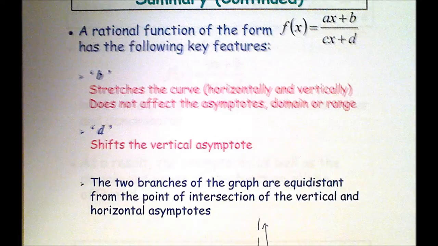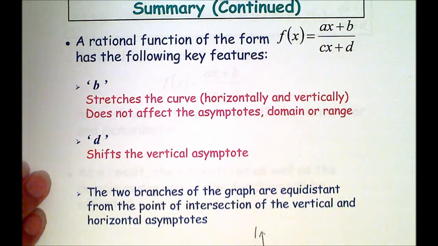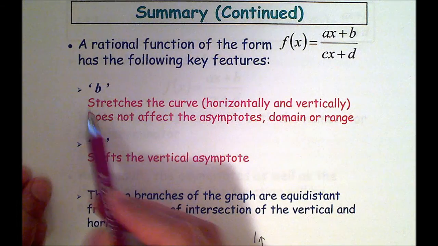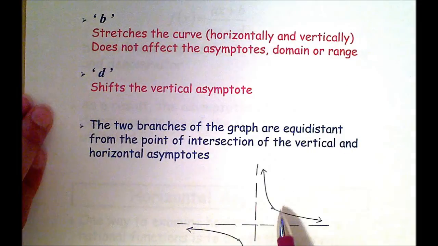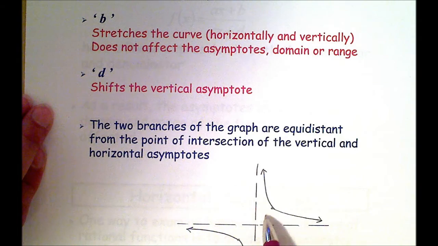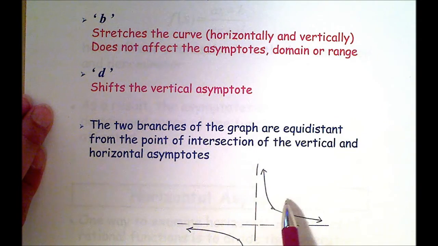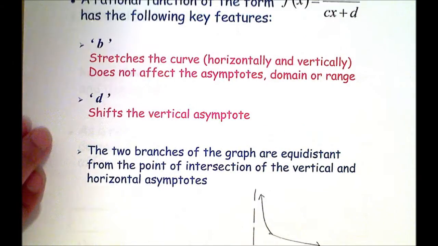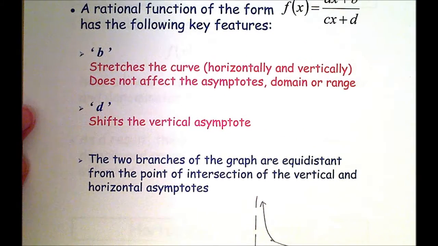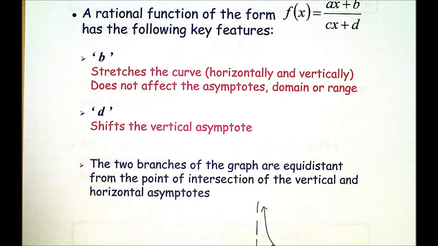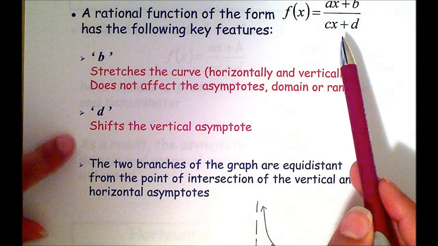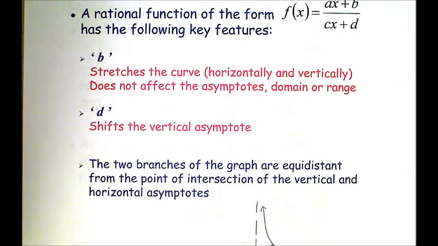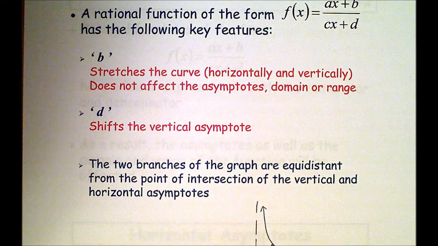Okay, and then what does the value of b and what does the value of d actually do to the function? So the value of b actually stretches the curve horizontally and vertically, so it moves the curve slightly here. It bends it further inwards or bends it further outwards. So that's really all it does. It doesn't affect the asymptotes or the domain or range. It just changes the curvature in the graph. And then the d value actually shifts the vertical asymptote. Depending on what the value of d is, it shifts the vertical asymptote left or right.